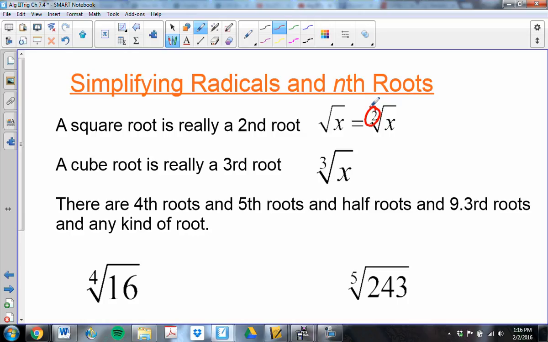When you do a square root, like if we say what's the square root of 16, we're asking the question, what number times itself gets you 16? And 4 times itself gets you 16, so the square root of 16 is 4.